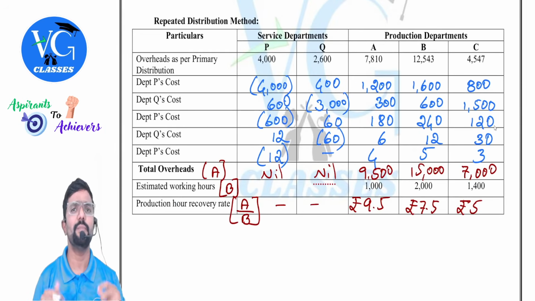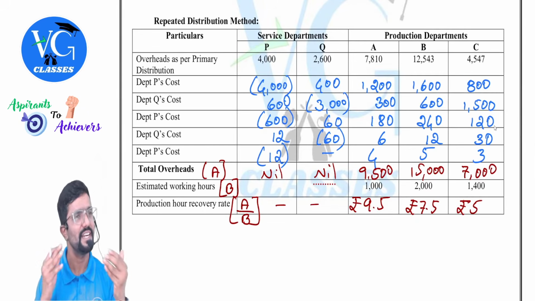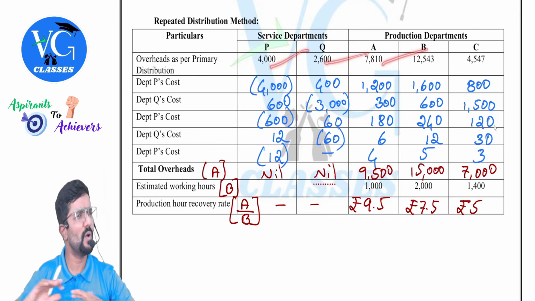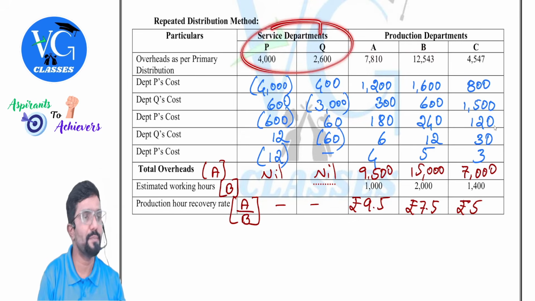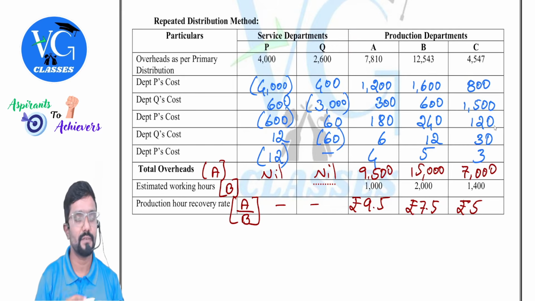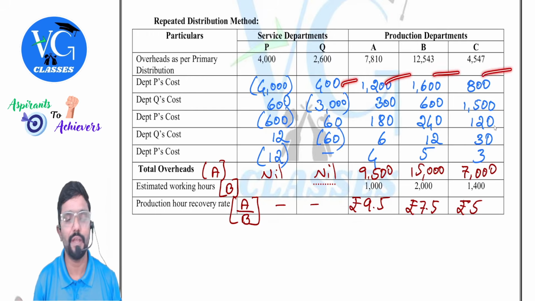Then coming to the repeated distribution method. Let me explain it here only. Very easy, sir. Very easy and less time consuming. What is it? Guys, we will prepare a column for all the departments. Try to put service departments first and production departments next. Column-wise, first, we will start with the first department. P's cost, P cost we will take. How much is that, sir? 4,000. In the P column, put it in negative and redistribute it to everyone.